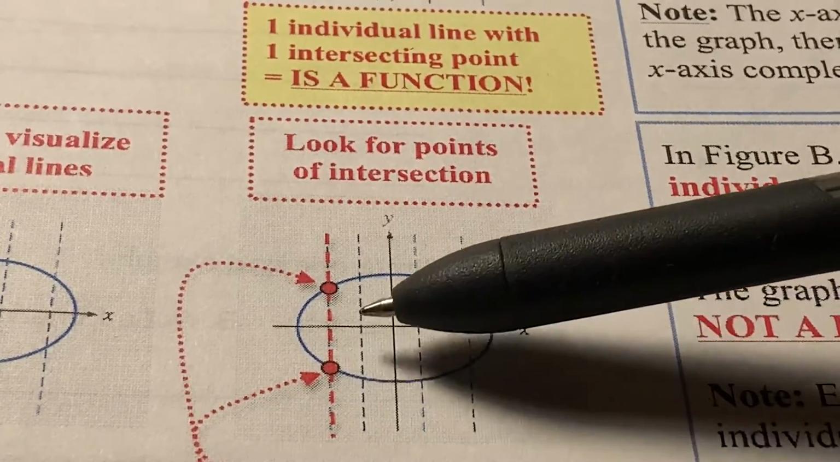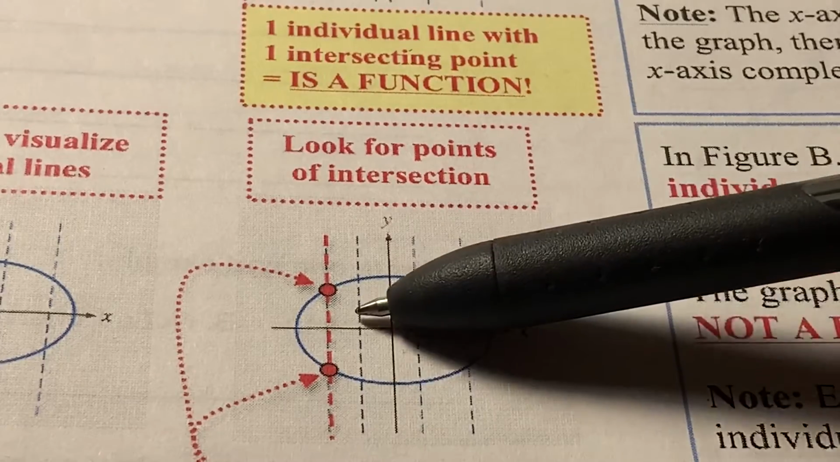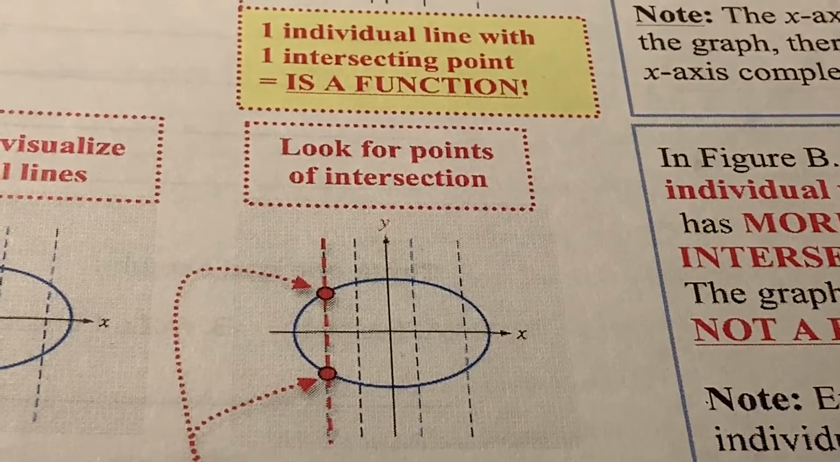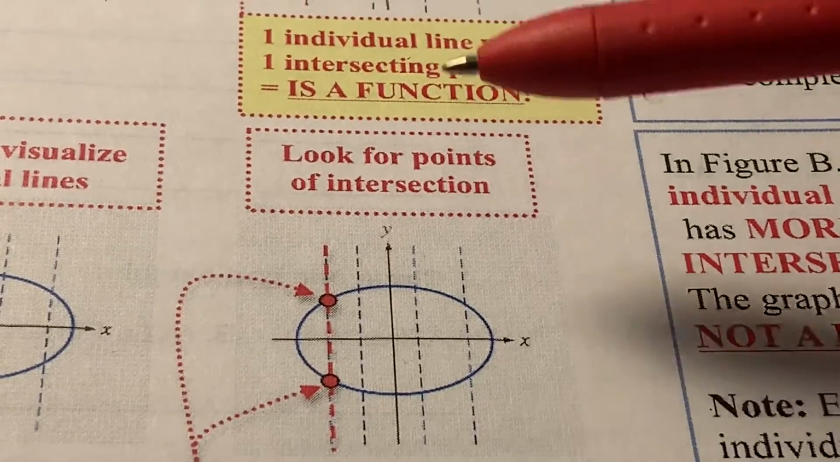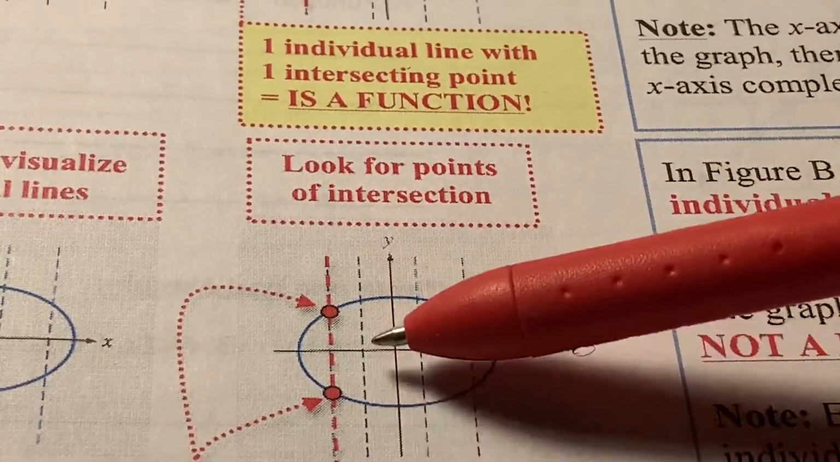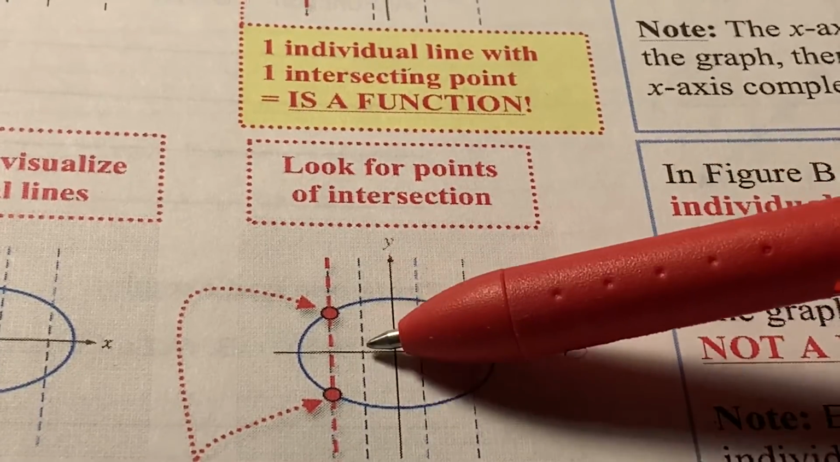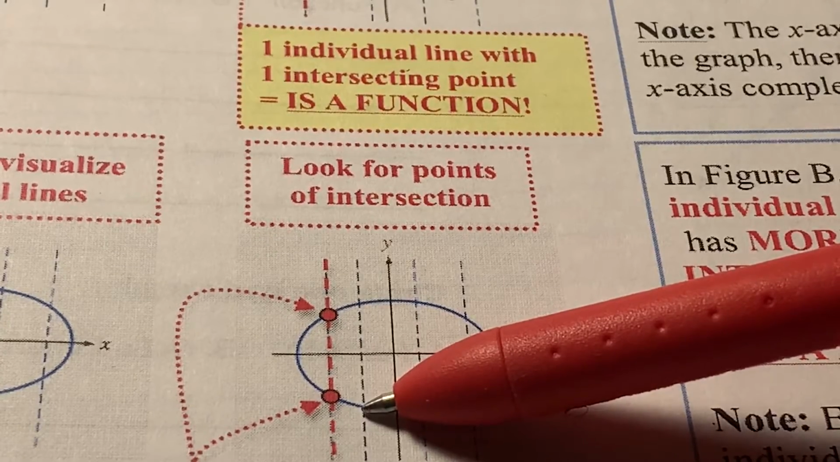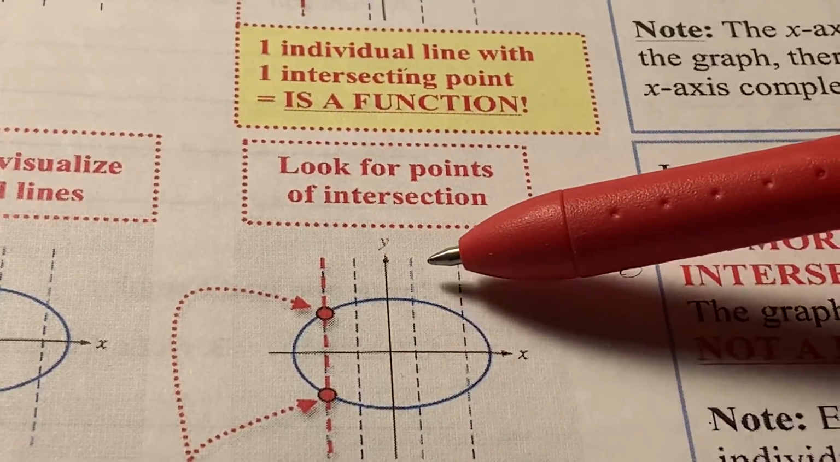Let's look at another individual line. This one. There is an intersecting point, correct? Let me use another color so we can see this a little bit better. There's an intersecting point, yes, right there. And wait a minute, like I said, past the x-axis, don't care about that. Oh, here's another intersecting point. Yes? All right, let's look at another vertical line.